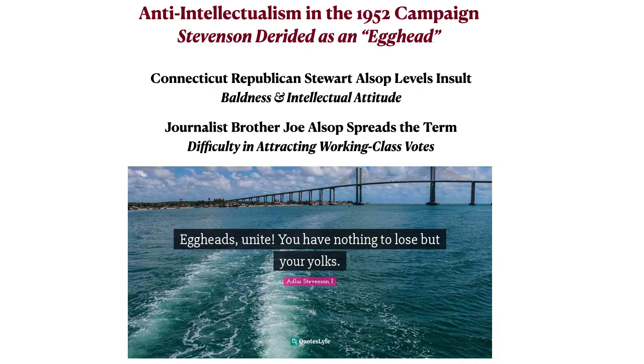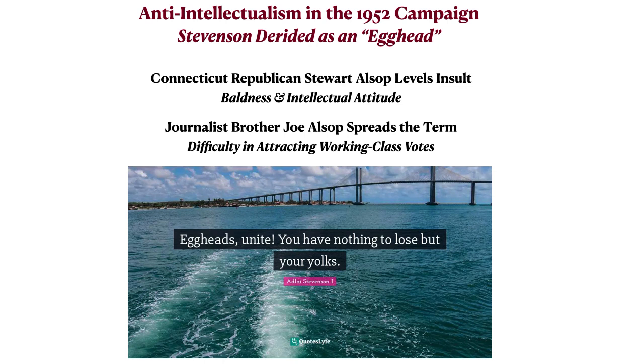Anti-intellectualism did figure fairly prominently in this campaign, as Stevenson was derided as an egghead. This charge was made by Connecticut Republican Stuart Alsop in reference to both Stevenson's baldness and the fact that he had an intellectual attitude. An egghead was an insult for intellectuals at the time. And Alsop's brother Joe, who's a journalist and newspaper editorialist, spread the term, and it meant that Stevenson had more difficulty attracting working class voters than had Truman or Roosevelt.